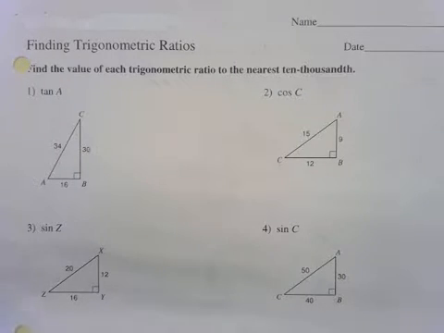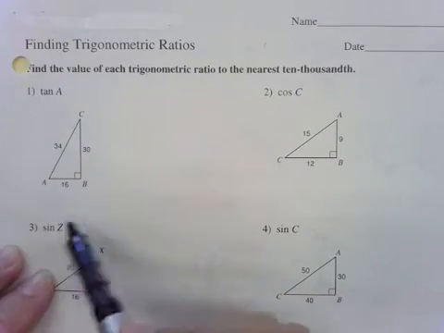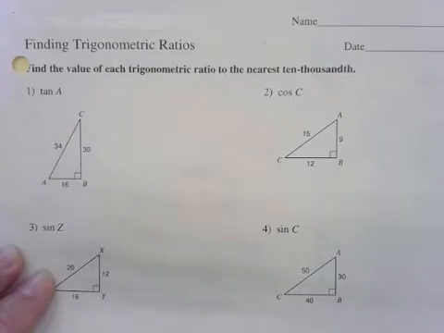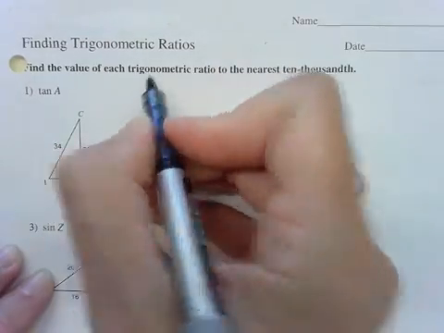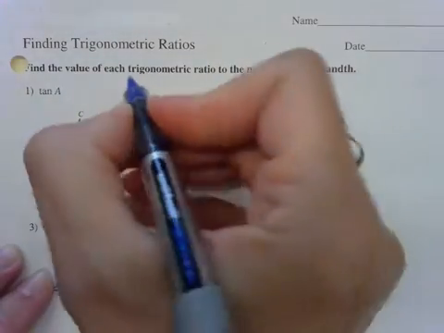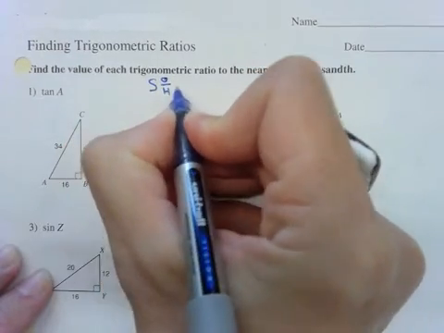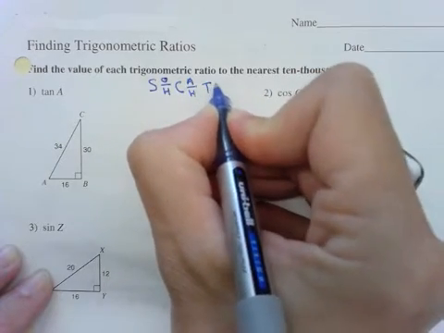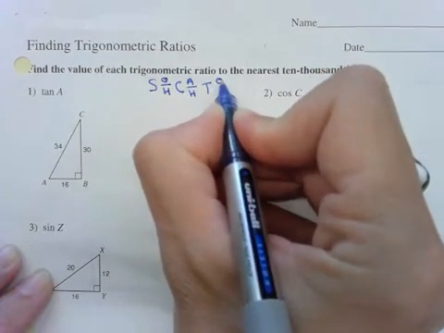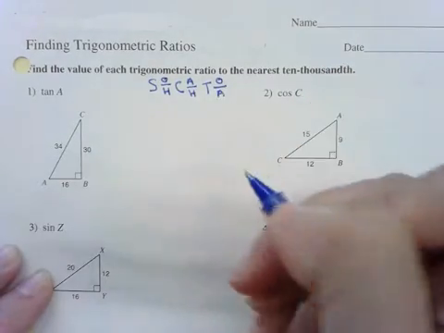Okay, so yesterday in class we just talked about finding the ratios using triangles that we have information about. Since we know, and it's always a good idea to write your mnemonic device up here, that the sine is the opposite leg over the hypotenuse, the cosine is the adjacent leg over the hypotenuse, and the tangent ratio is the opposite leg over the adjacent leg.